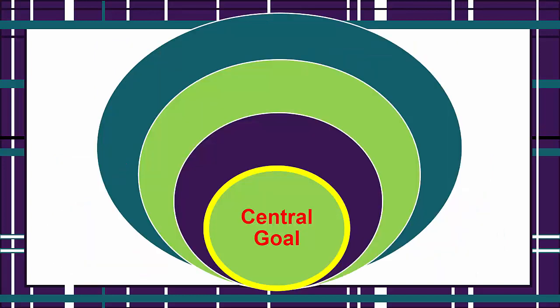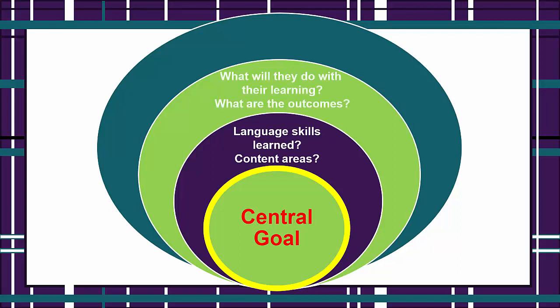So, all planning begins with your central goal. What is the central goal of your unit? What language skills will students be learning, and in what content areas? What will they do with their learning? What are the outcomes? And what communicative tasks will students be able to do in English by the end of the lesson plan?